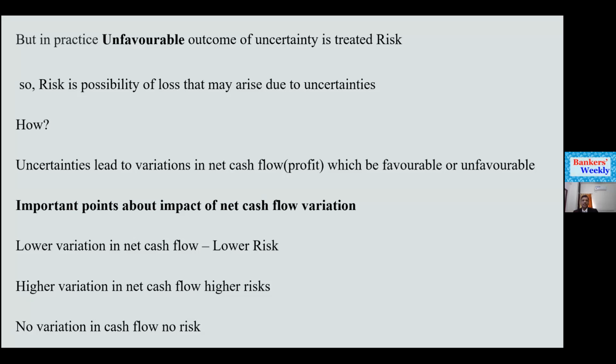Uncertainties lead to variations in the net cash flow, which may be favorable or unfavorable. But how that net cash flow variation happens decides the level of risk. If there is lower variation in the net cash flow, the risk will be low. Higher variation, risk will be high, and no variation means there is no risk.